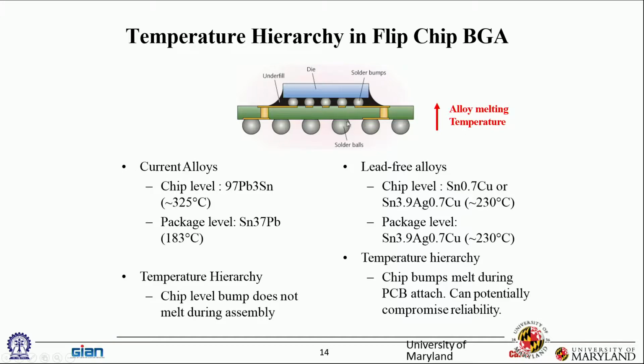Temperature hierarchy, I've alluded to this several times. This picture kind of puts it all together. Anytime you have multiple solder materials, for example flip chip solder, this is a PBGA, flip chip, PBGA, solder joints here. Obviously you want a higher temperature solder in the bump, because when you're doing the second level reflow, putting these components on circuit cards, you don't want those joints to melt, right?